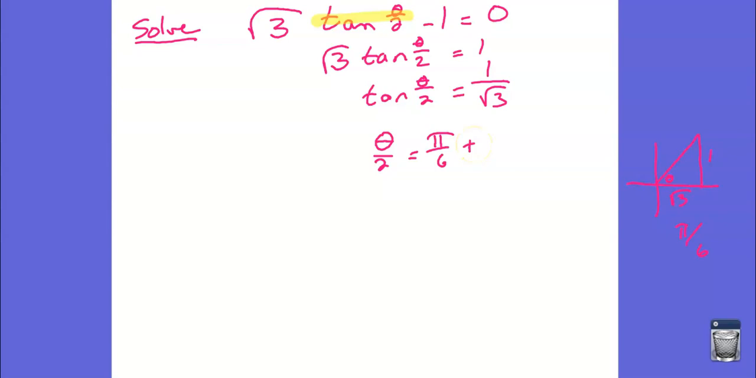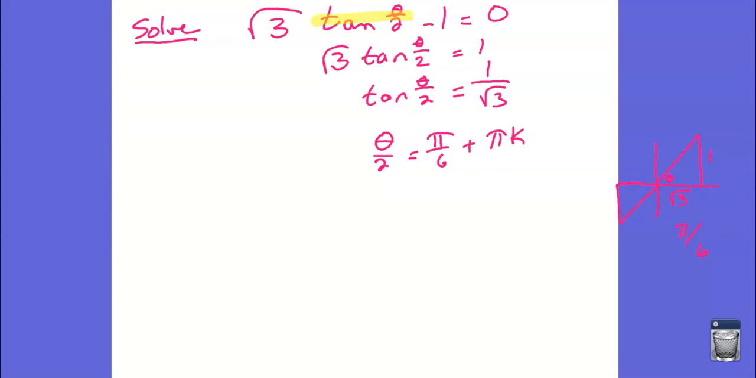And notice that tangent is positive in the first and the third quadrant, so it really could be over here as well. So we're adding pi k to it. You really have to pay attention. We did this earlier in the last lesson, so for tangent it's going to be pi k.